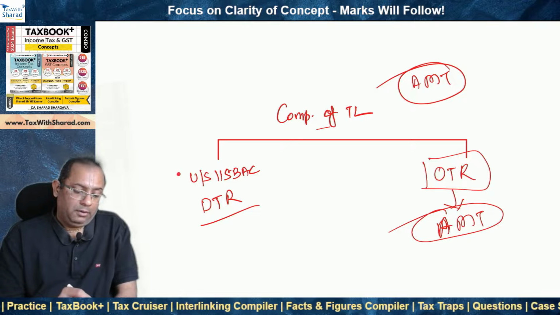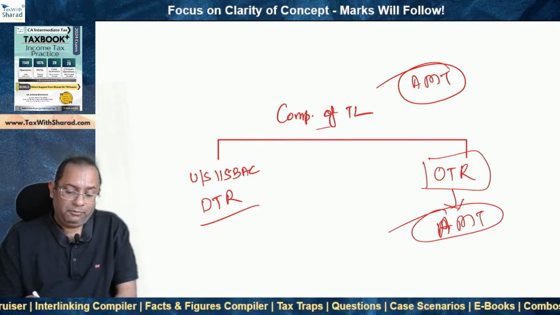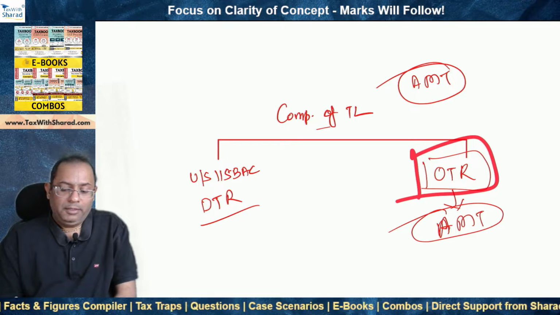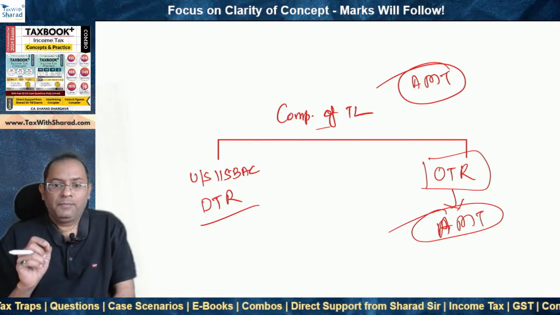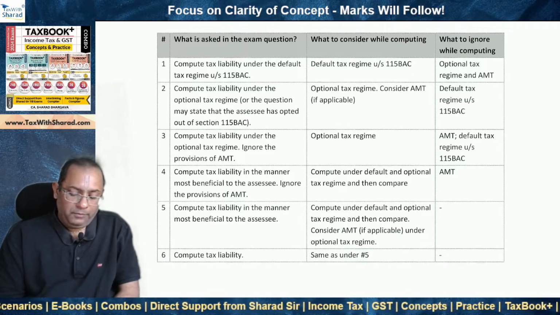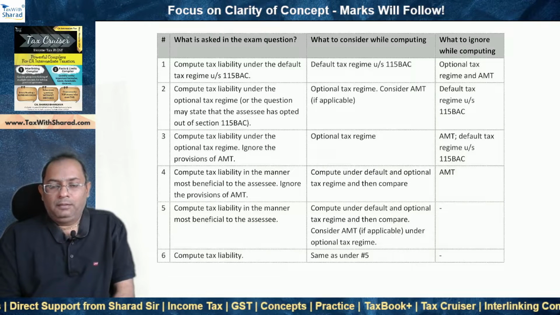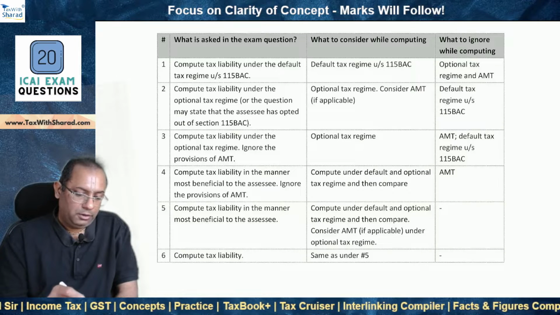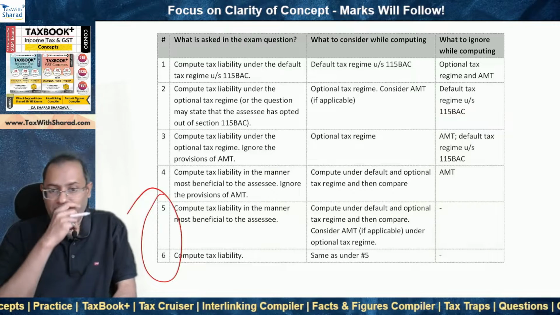So either you compute the total income and tax liability under section 115BAC default tax regime. If not, then you compute under the optional tax regime, and when you are computing under the optional tax regime, you also apply the provisions of AMT if the conditions of application of those provisions are satisfied. So accordingly, what I told you in this last video is basically the approach that you should follow while computing the total income and the tax liability. And in this video, I want to specifically focus on serial numbers 5 and 6.